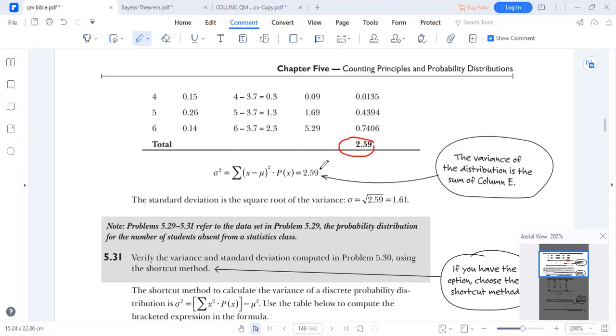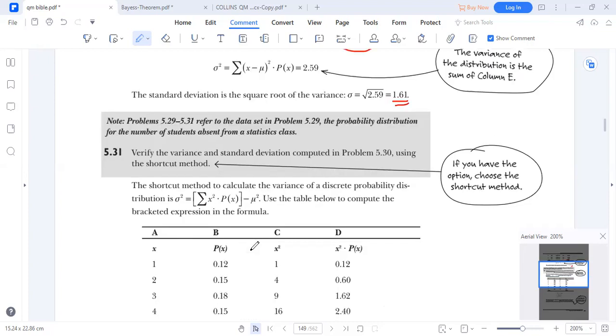So this variance, when you square root it, we get our standard deviation, which is 1.61. I don't know, you choose whatever is easier for you to understand. So this is how we calculate for the random variable. All right.